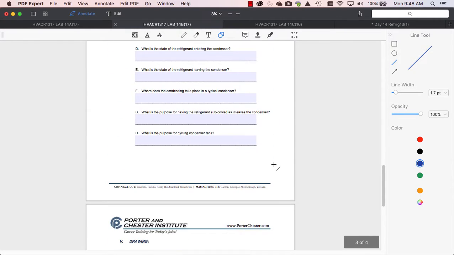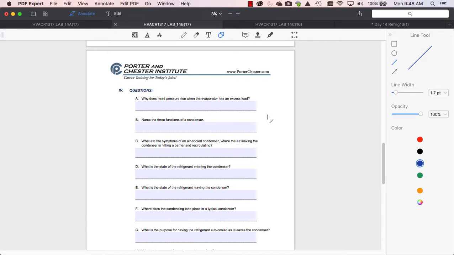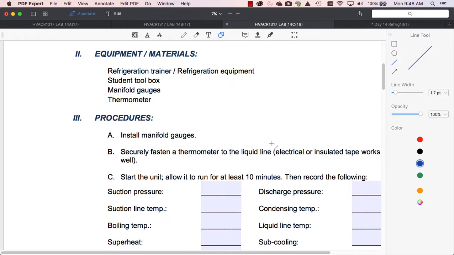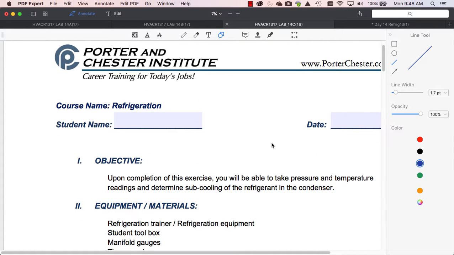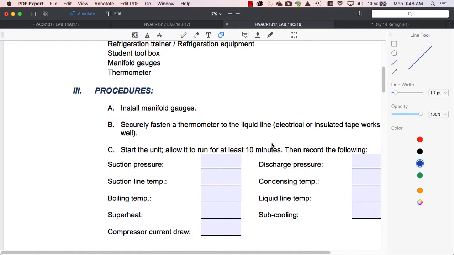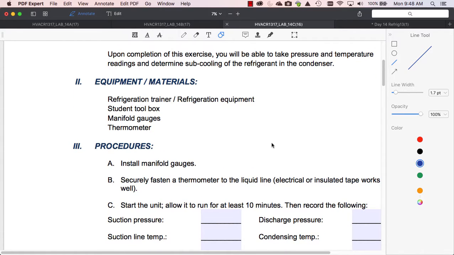And then take a look at the questions, because I think you've seen some of these before and you should not have any issue answering any of these. Okay, it's all from the lectures and it's all a recap of what you've already done in this course. Okay, lab 14C, temperature pressure readings to determine subcooling of the refrigerant in the condenser. Please, please, please use a different piece of equipment than you did for lab 14A and 14B.